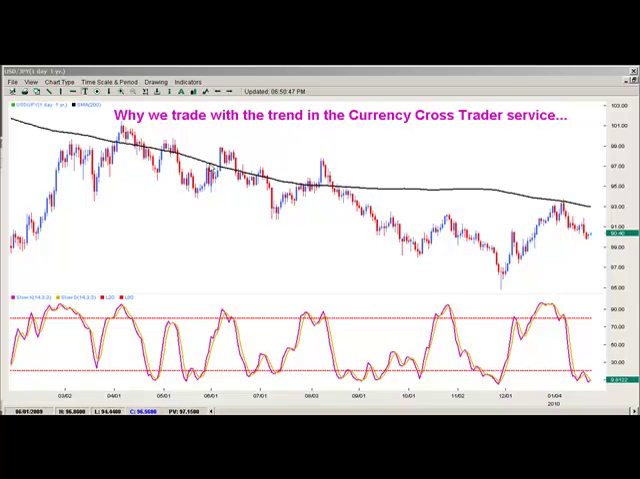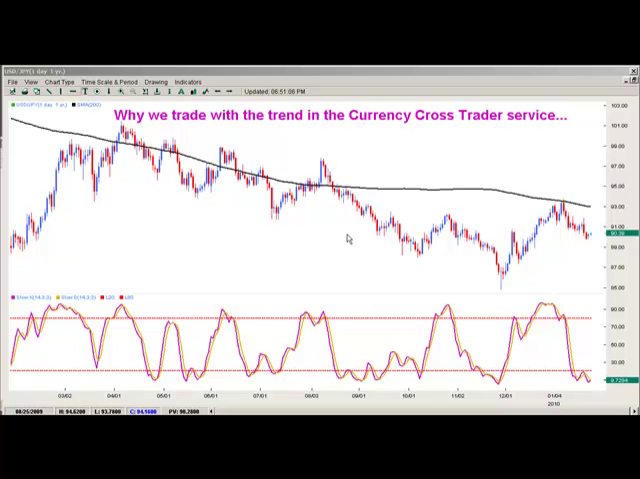Your bigger moves will be with your trend. The trend is downward, as shown by this black moving average line. That's a 200-day simple moving average, or SMA. We happen to be on the dollar yen daily chart, going back about a year in time.